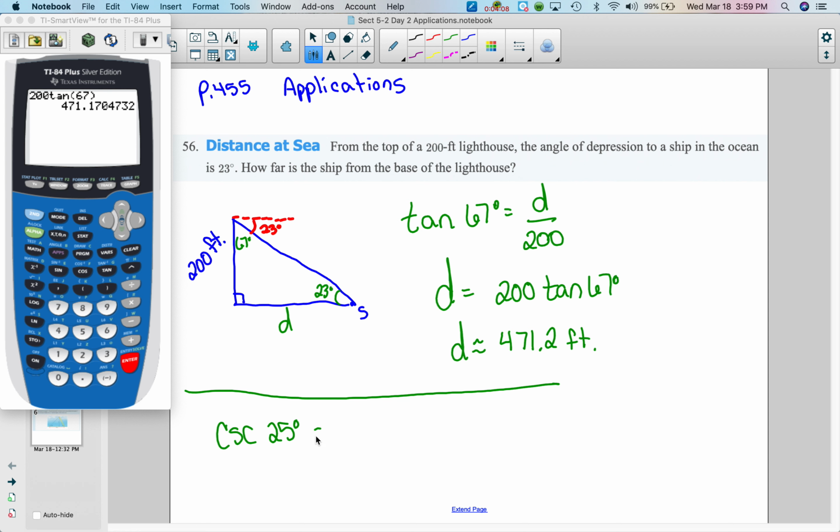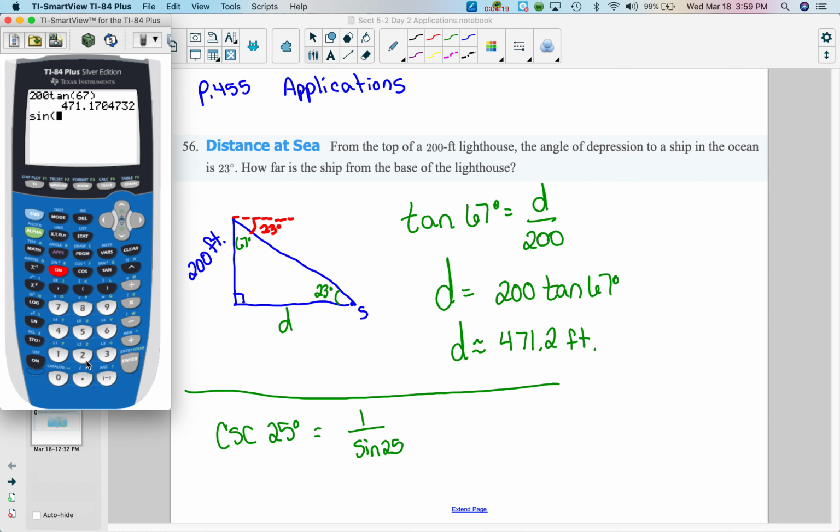What you want to think of this as is 1 over sine 25, because remember, cosecant is the reciprocal of sine. So you could do sine 25 degrees and get your answer. Then this x to the minus 1 button is a reciprocal button, and that will just flip whatever you had over. Or you could just do a fraction and do 1 over sine 25.